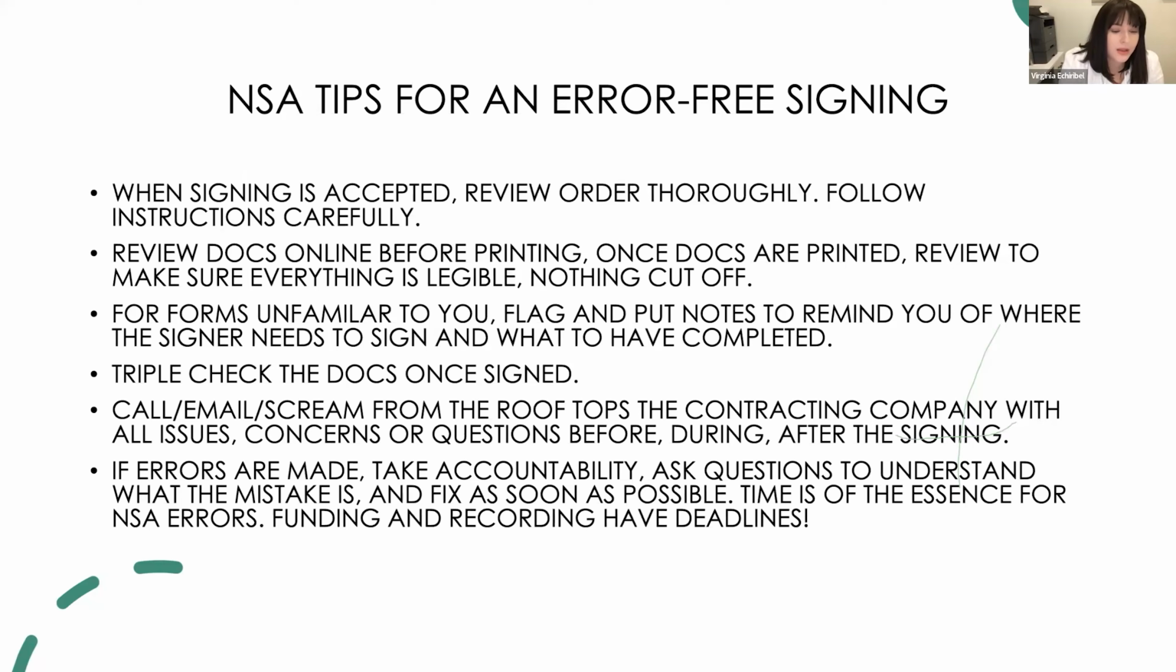And then the big one, if errors are made, I really should have put when errors are made, take accountability. If you don't understand what the error is, ask questions to understand what the mistake is and fix it as soon as possible. So don't be like me when I first started out, where I'd get defensive, like, no, I did not make this error. I should have asked the right questions, right? I should have said, oh, what do you need? What did I do? Oh, okay. I don't understand. I thought this was for escrow. If you don't understand, ask, because you don't want to make that mistake again, right?